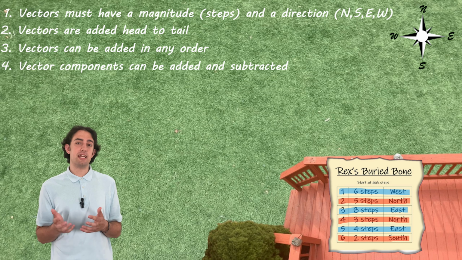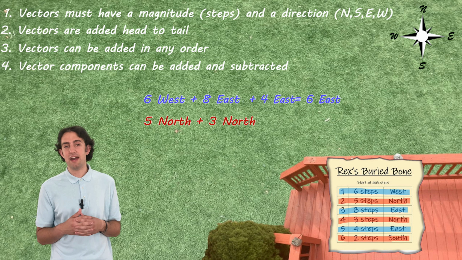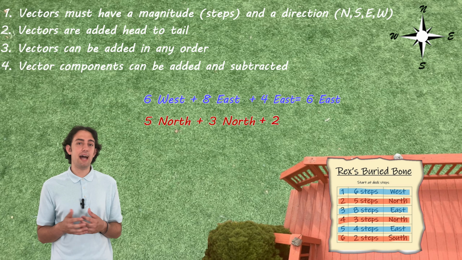Next, we will add the steps along each axis. In this example, 6 steps west and 8 steps east is the same as 2 steps east. If we now add in the 4 steps east, the treasure map totals 6 steps east. We can do the same thing in north and south direction. We begin by going 5 steps north and then 3 steps north. Added together, we get 8 steps north. We then take 2 steps south, so we subtract 2 steps, and the total is 6 steps north.